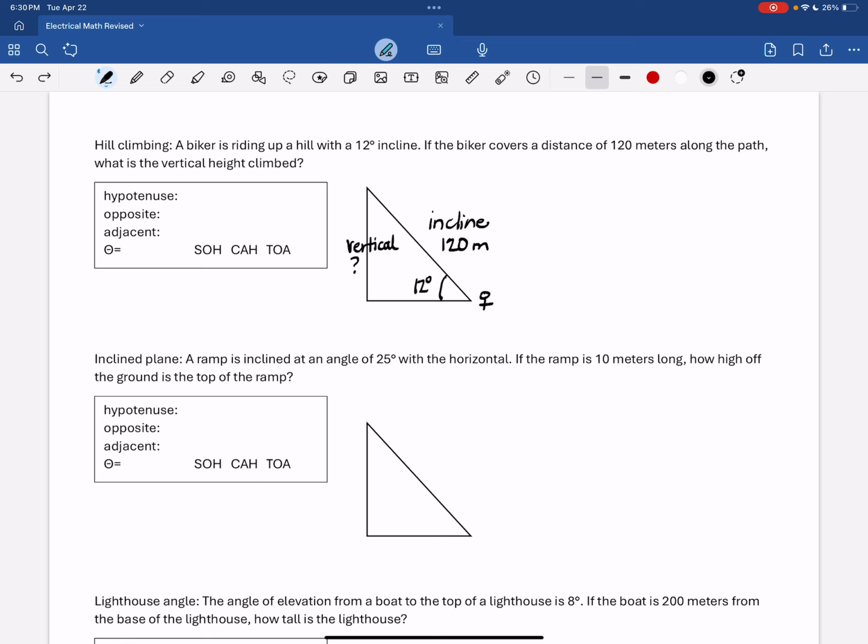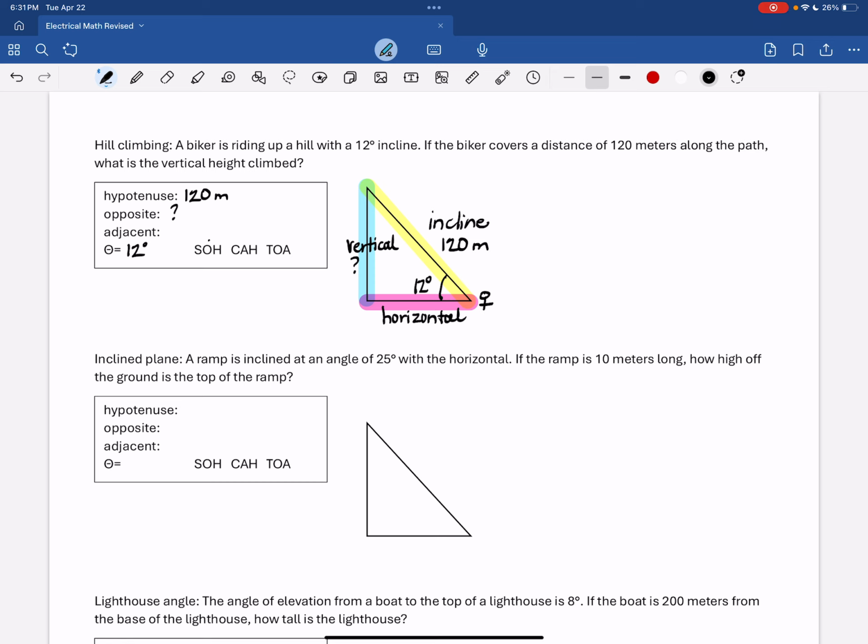So let me use the word horizontal right here. So let's look at our hypotenuse, adjacent, opposite. We want to know opposite. We know hypotenuse. We don't care about horizontal, but we do need to know theta.